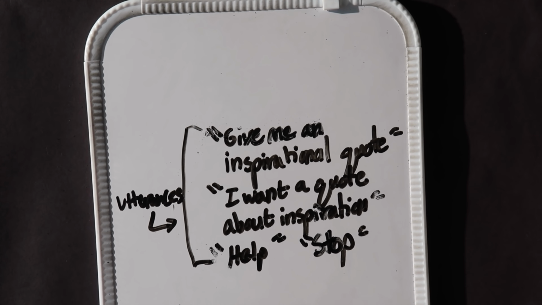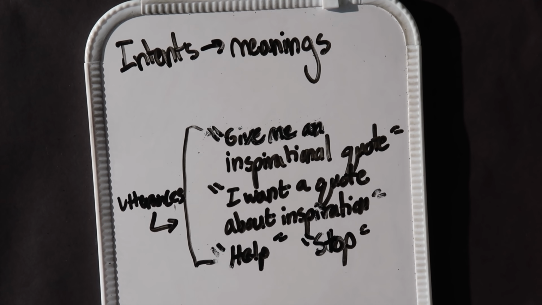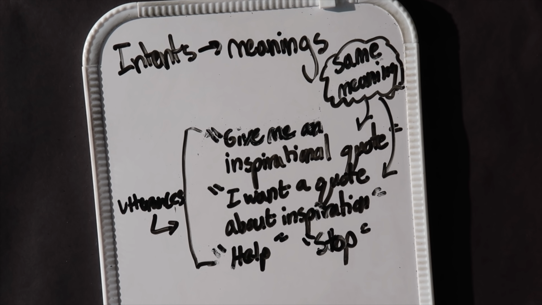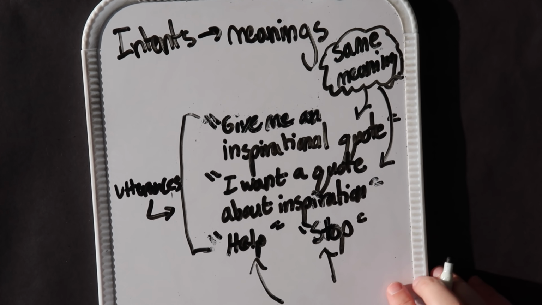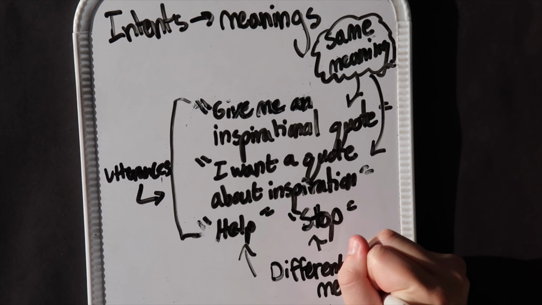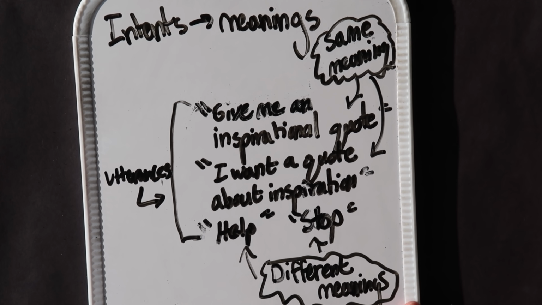The second part is to create intents, or meanings that our utterances will be mapped to. We can say a lot of different things that have the same meaning. For example, give me an inspirational quote and I want a quote about inspiration have the same meaning, so they would be mapped to the same intent, which then we would program a response to. Similarly, to exit out of the app, we might want to say stop or quit, which both have the same meaning and intent to exit out of the action. However, help and stop have different meanings, and so they would be mapped to different intents.